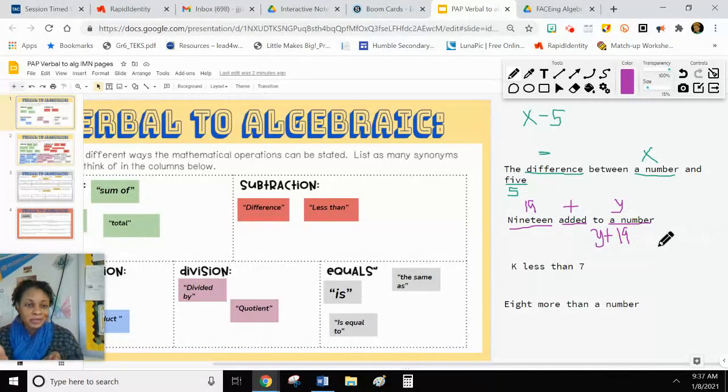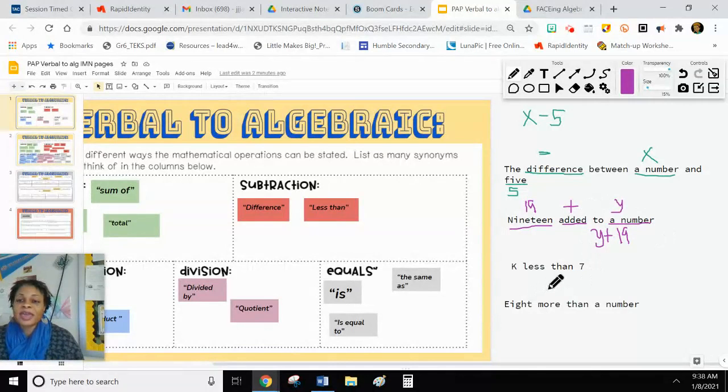But could I put 19 in front? Yes, because hopefully you know that addition and multiplication are commutative. The numbers can travel and be in different places, and I would still get my same answer. So if you write 19 plus y or y plus 19, it does not matter. However, make sure you note that in subtraction and division, order is important, okay?